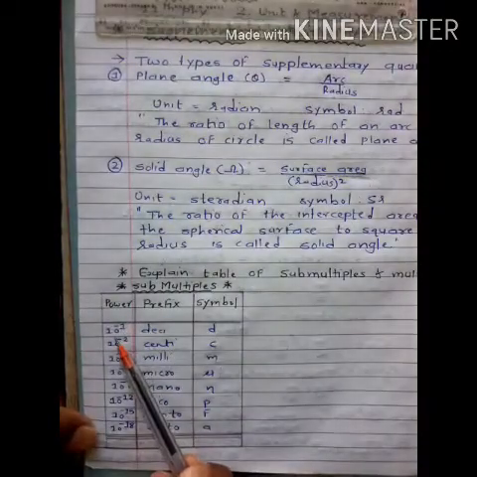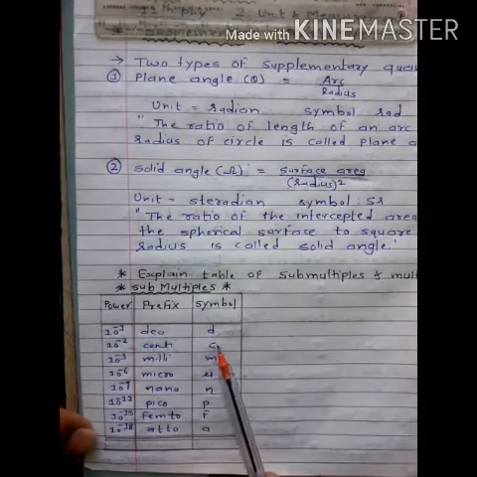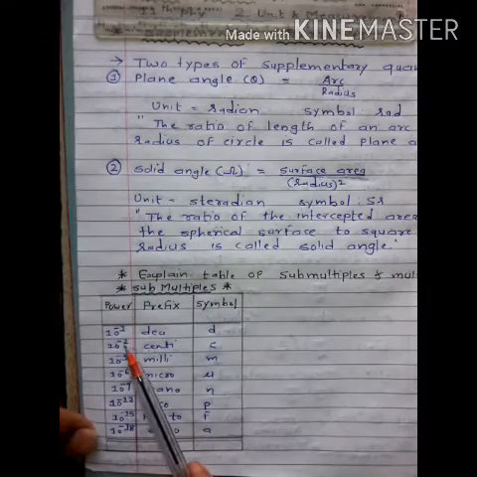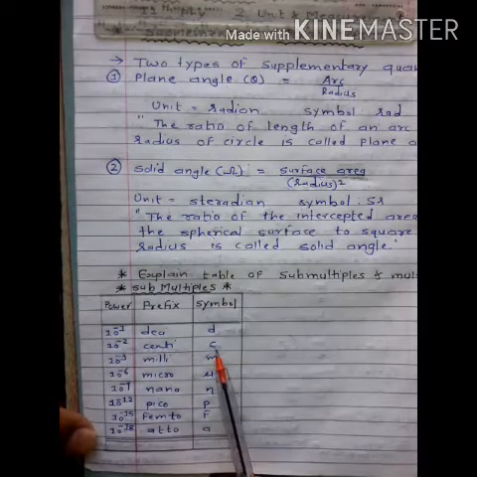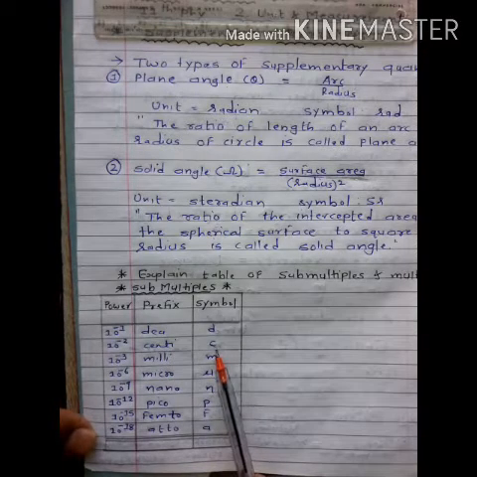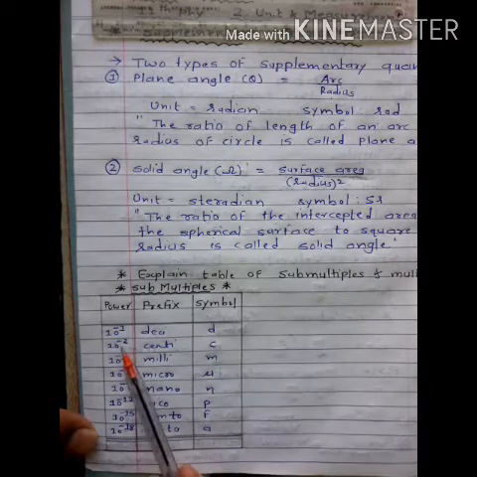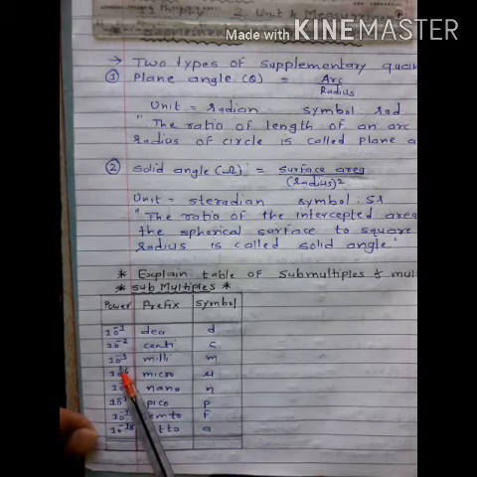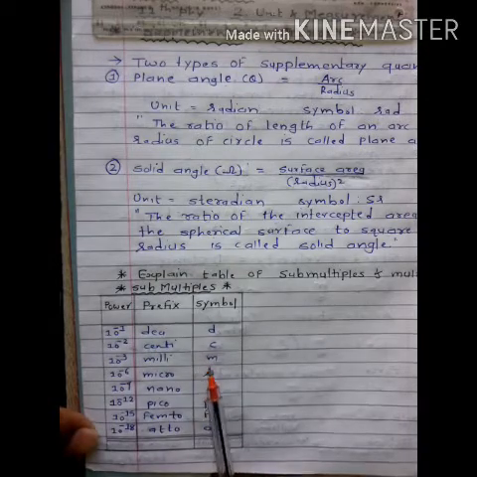The first value of power is 10 raised to minus 1. It is called deci. Its symbol is D. The second power is 10 raised to minus 2. It is called centi. Symbol is small c. In centimeter we use symbol c for 10 raised to minus 2. Next 10 raised to minus 3. It is milli. Symbol m.